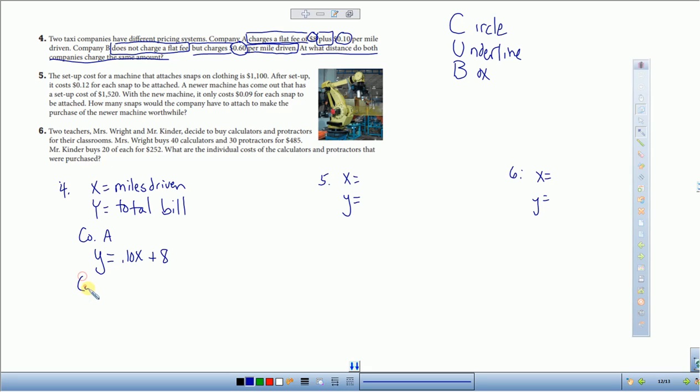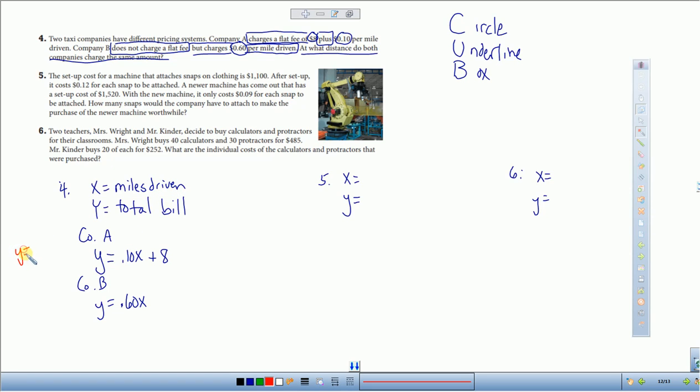So company B, same thing. Let's see if we can figure this one out. The total bill for company B is not going to have a flat fee this time. So if I look up here, they say no flat fee, so there's no plus 8 or anything like that, but they are going to charge 60 cents a mile driven. So this is going to be the equation for them: 0.6x, or 6/10. And then I'm going to figure out where they're the same amount. Well, that sounds like a system.